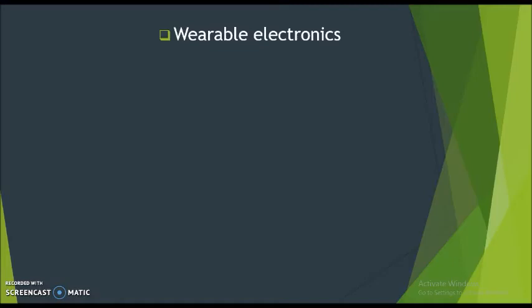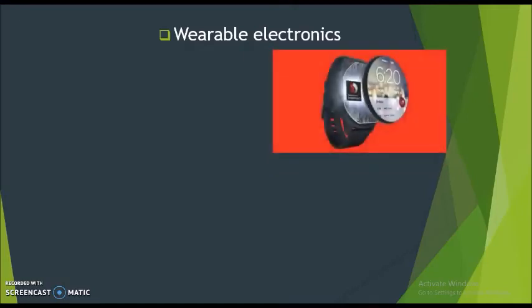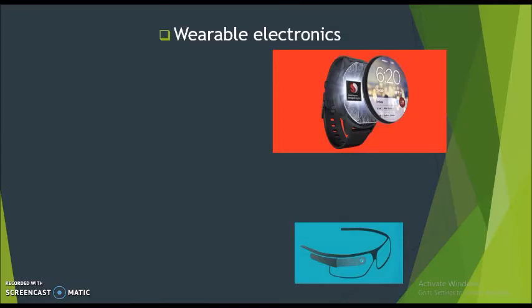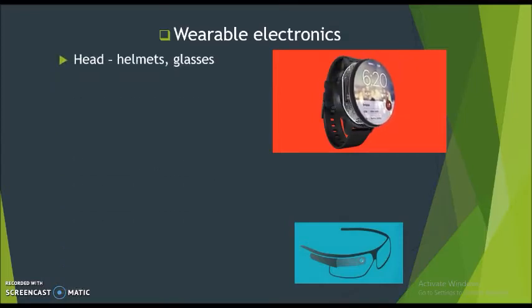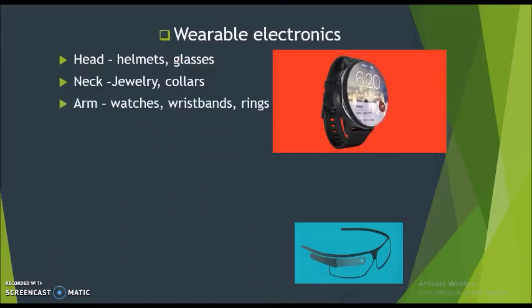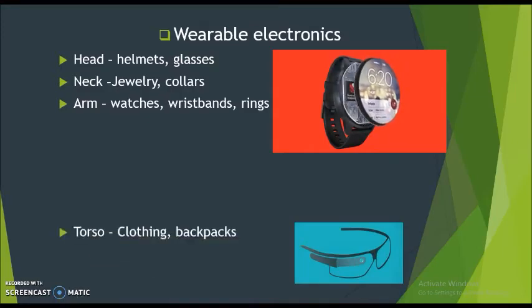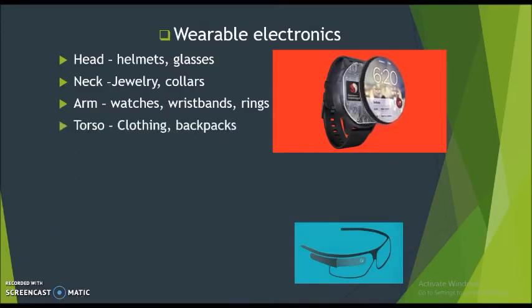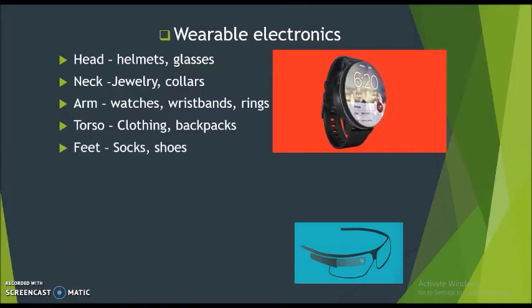Wearable electronic devices are small devices worn on hand, neck, arms, torso, and feet. So, on the head, helmets and glasses can be worn. On the neck, jewelry and collars. Arm, watches, wristbands, and rings. Also, clothing and backpacks. Shoes and socks.